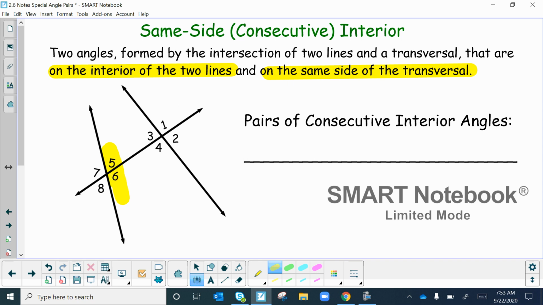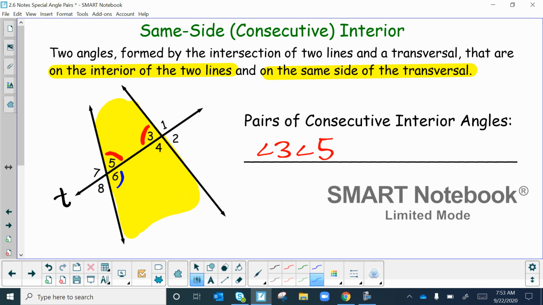So let me highlight the interior again. So remember, those were angles 3, 4, 5, and 6. So those are my interior angles. And then the transversal is right here because it crosses both of the lines. And so they have to be on the same side of the transversal. So 5 is on top of the transversal, so we want to match that up with 3. So angle 3 and angle 5 are pairs of consecutive interior angles.